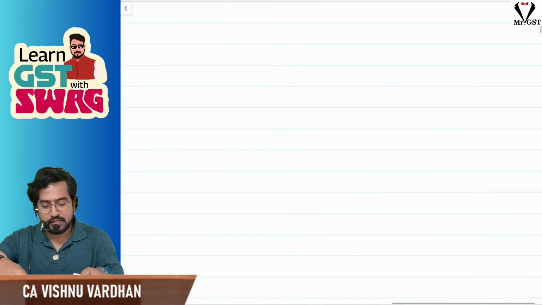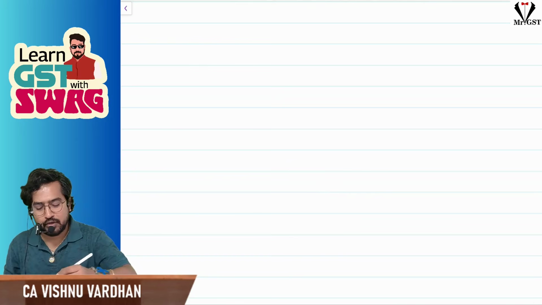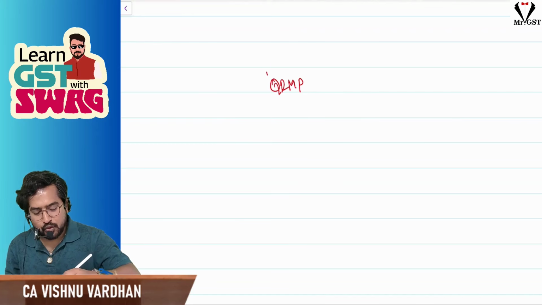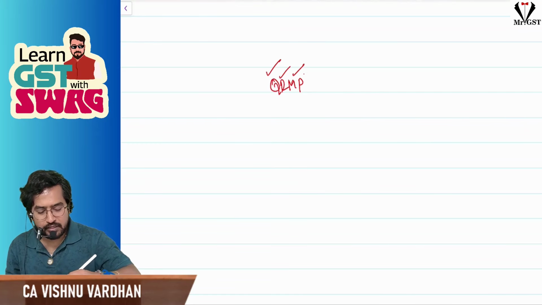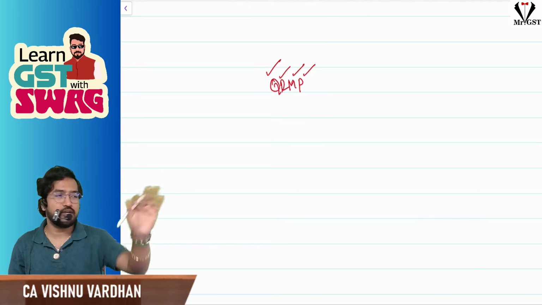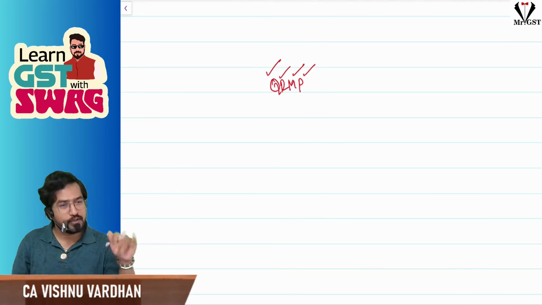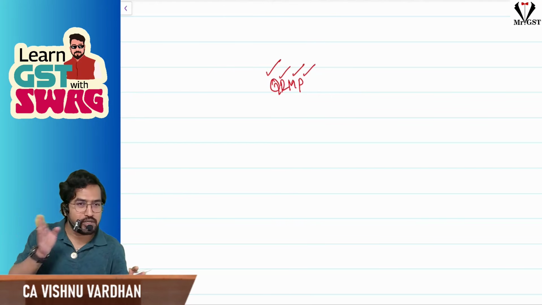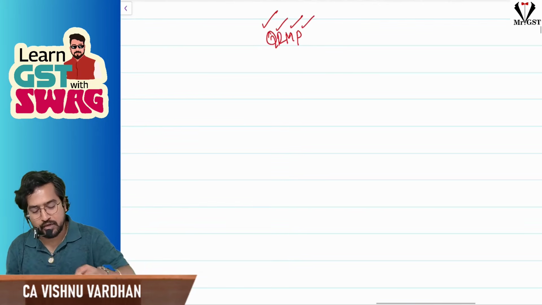Now look at this one. Let us take an example actually. First of all, QRMP scheme means what? Quarterly return, monthly payment. It means tax you pay monthly, and returns you file quarterly. Information late, also no problem. Money should be the priority. So quarterly return, monthly payment. Clear?